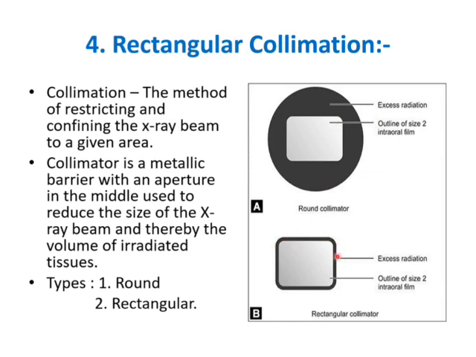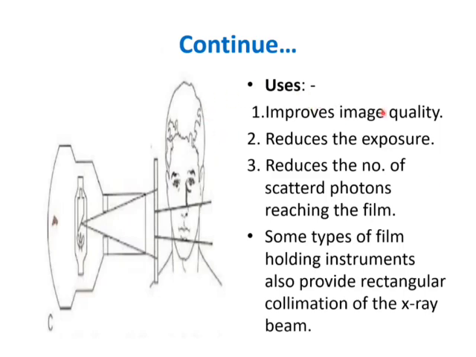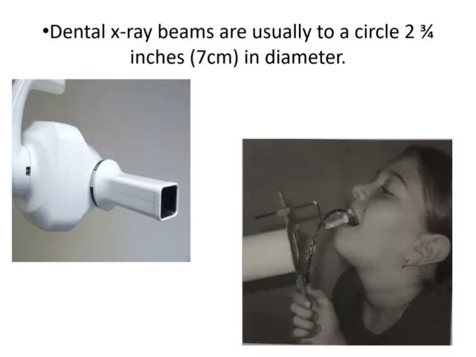Can you see the difference here? In a round collimator, the area covered is in excess when compared to the rectangular collimator. The rectangular collimator just matches with the size of the IOPA film. So what is the use of having a rectangular collimator? It improves the image quality, reduces the exposure, and reduces the number of scattered photons reaching the film. Some types of film holding instruments also provide rectangular collimation of the X-ray beam. The dental X-ray beam is usually restricted to a circle of 2 3/4 inches, that is 7 centimeter in diameter.